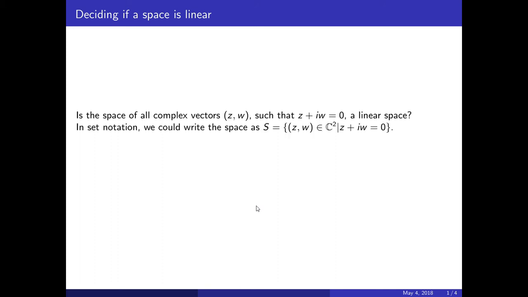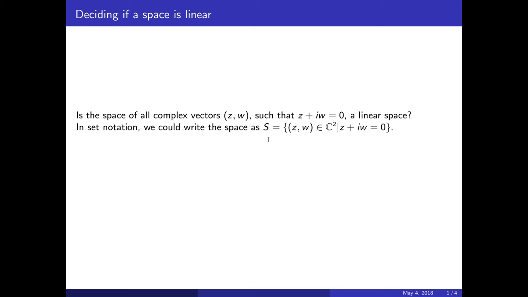I think the example from class was the space of all complex vectors such that the first component plus i times the second component adds up to 0. So z comma w represents a complex vector, the complex analog of the vector xy, if you like. So z is the first component, w is the second component, and the test is the first component plus i times the second component equals 0. So any complex vector that satisfies this equation will be part of the space S.